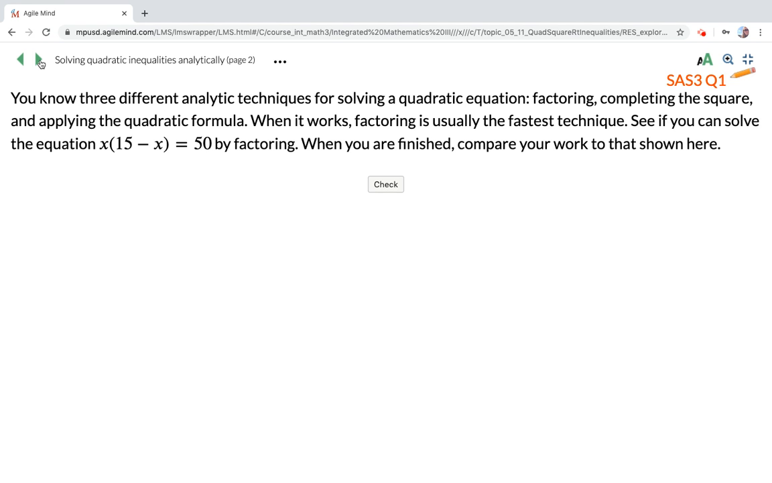So what I would like you to do is solve this by factoring. It does mean you may need to multiply first. It does mean you're going to need to set it equal to 0 and then factor it and work your way through it. But this is question number 1 on student activity sheet number 3. So go ahead and hit pause to work your way through this and then hit play when you're ready to check your work.